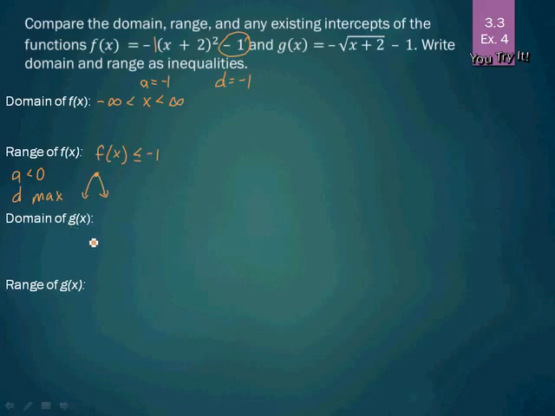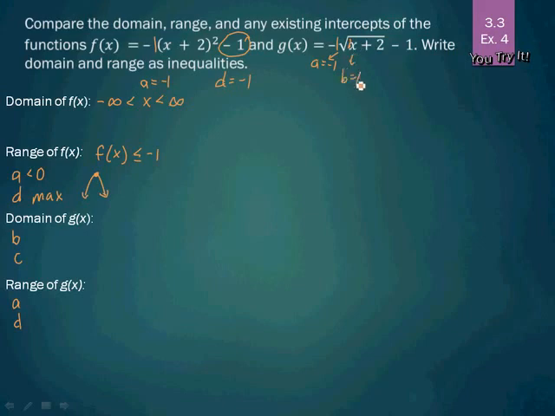Going on to the domain of g of x, we need to know the values of b and c. And then for the range, we're going to need to know a and d. So let's point out all the variables in this equation. A is the number in the very front of the square root. So again, it's going to be negative 1 right here, so a equals negative 1. B is the number in front of x, and since there's nothing there, it's just a 1.